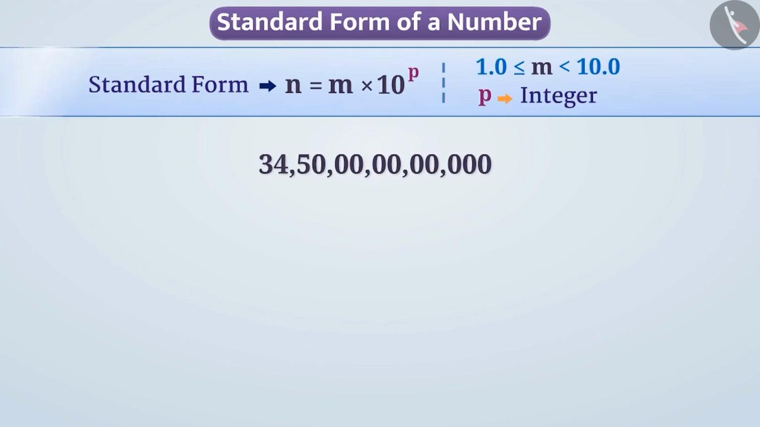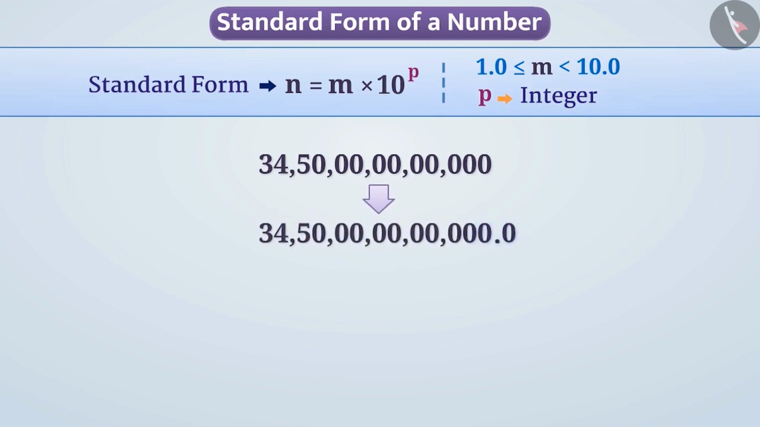Let us now find out how to write large numbers in standard form. Suppose we have to write this number in standard form. We have to represent it in the form of m into 10 to the power of p, where m is greater than 1 and less than 10.0 and p is an integer. For this, we will first place a decimal point on its right side. We can see that moving the decimal point 12 places towards the left, we get the number 3.45, which is greater than 1.0 but smaller than 10.0.